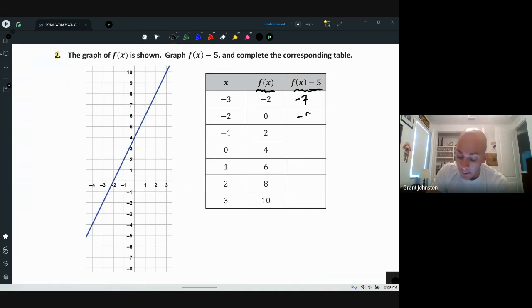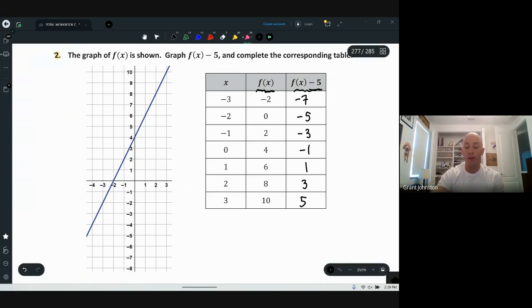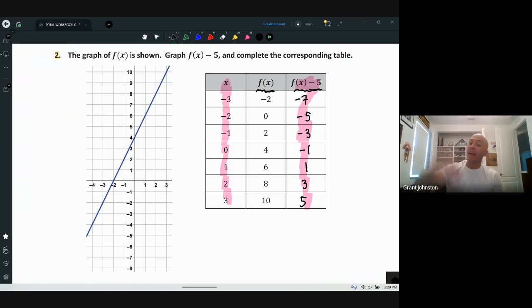This would be negative 5. This would be negative 3. This would be negative 1. This would be 1. This would be 3. This would be 5. I know I went fast. And so if I were to graph f of x minus 5, these are my x values, and this would be somewhat like my y values. If I were to graph this, what we should see is that this is just that linear line, except down 5, because it's f of x minus 5.